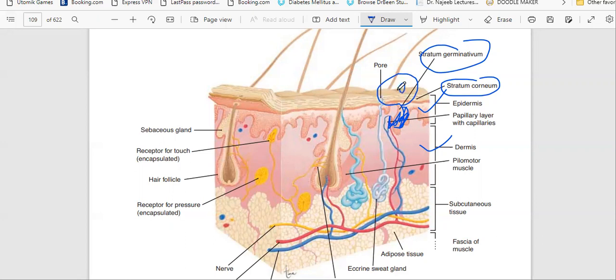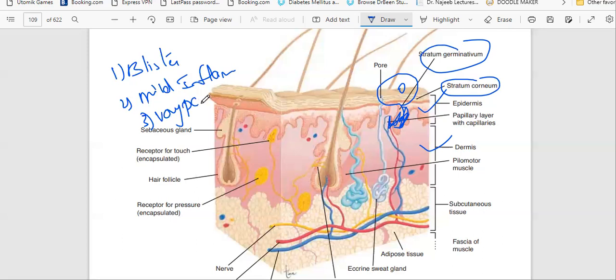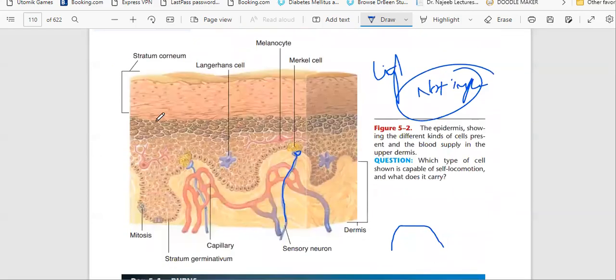a watery bubble. And because some part of the capillaries is affected, we are able to see some inflammation here, a mild redness color. First thing, blisters are seen. Second is mild inflammation. And third, it is very painful. So this is what happens in second degree.